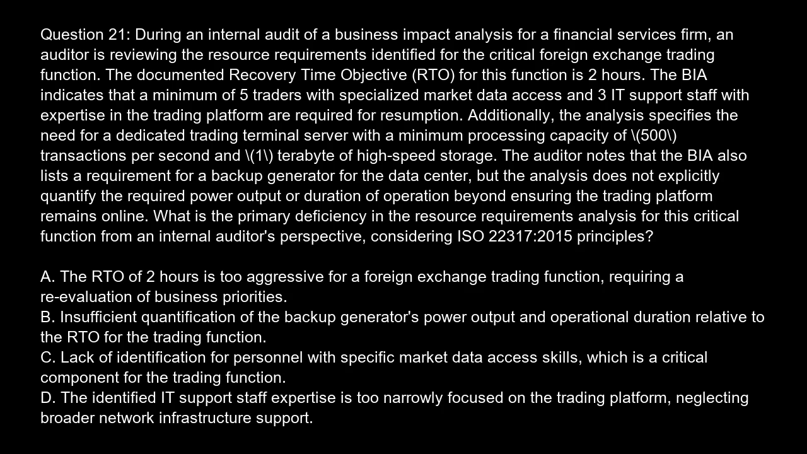22317:2015 principles? Option A. The RTO of 2 hours is too aggressive for a foreign exchange trading function, requiring a re-evaluation of business priorities. Option B. Insufficient quantification of the backup generator's power output and operational duration relative to the RTO for the trading function. Option C. Lack of identification for personnel with specific market data access skills, which is a critical component for the trading function. Option D. The identified IT support staff expertise is too narrowly focused on the trading platform, neglecting broader network infrastructure support.